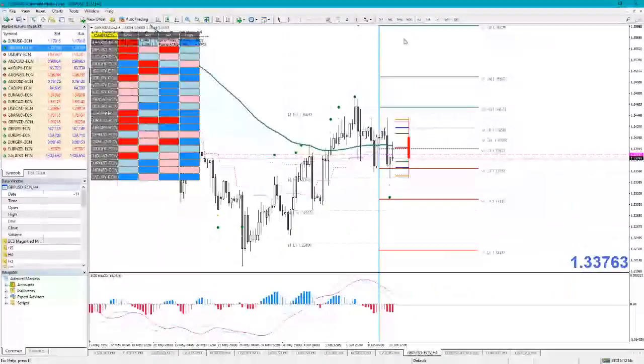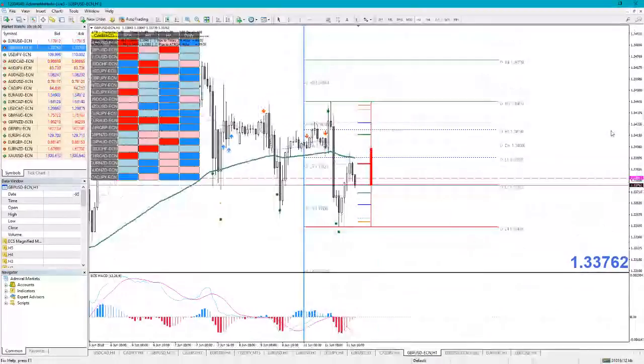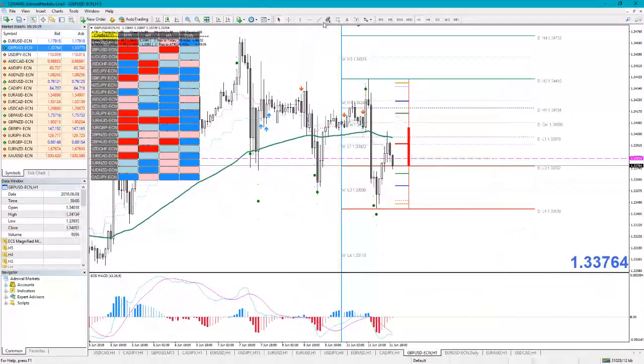Today, results of manufacturing PMI were very, very bad. And because of that, the GBP dropped heavily like a stone. But the results were very, very bad, really. So basically here, you can see 34.20. I think that it could be a retest.